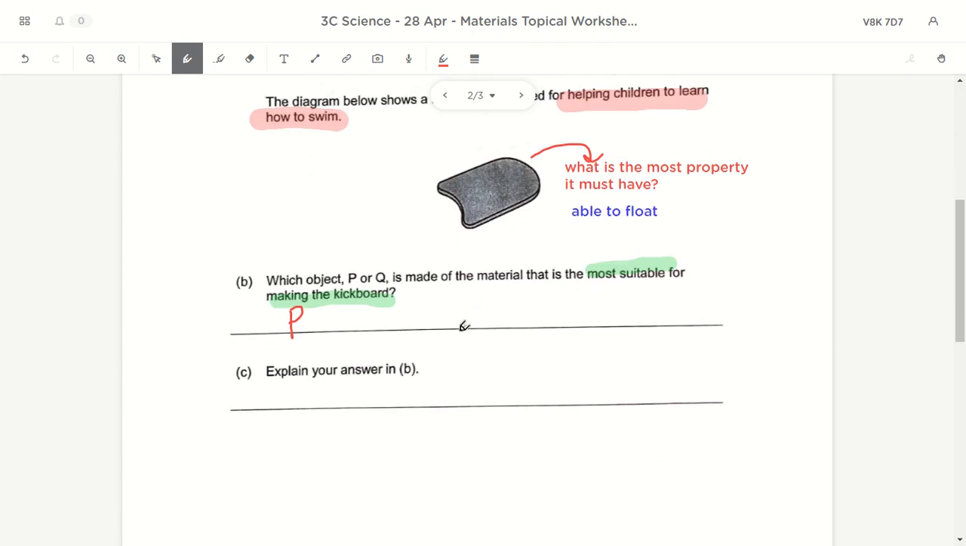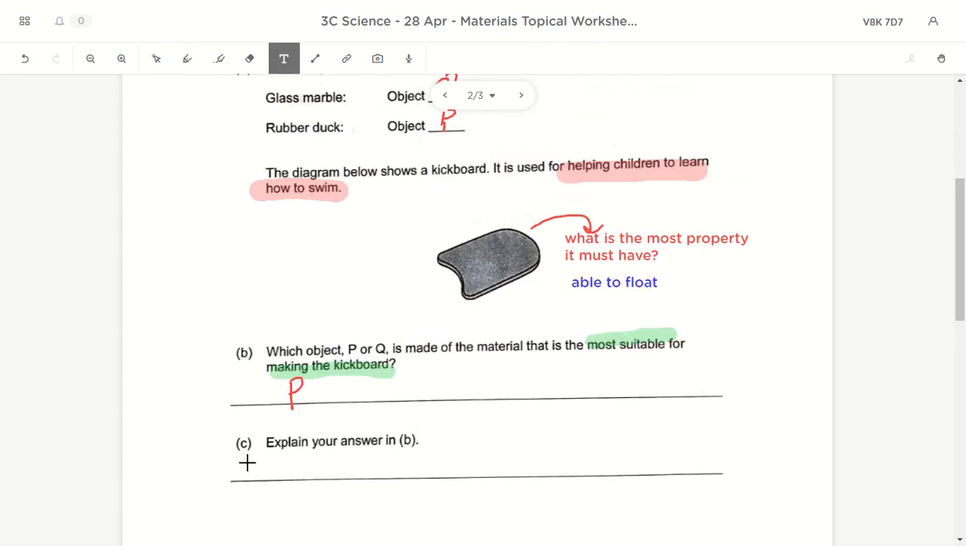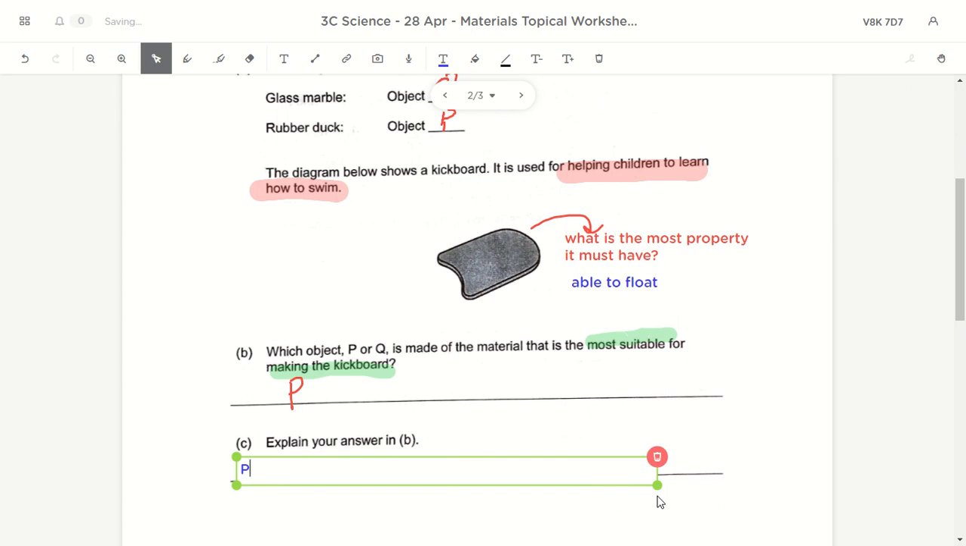So explain your answer, why it must be P. Because P floats on water. Okay, that is just telling me the property. Tell me how the property helps in its function. So it helps to keep the children afloat.